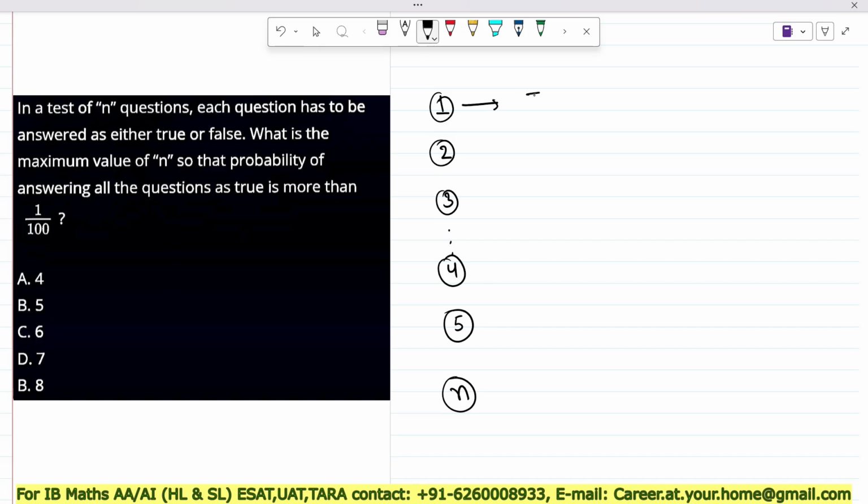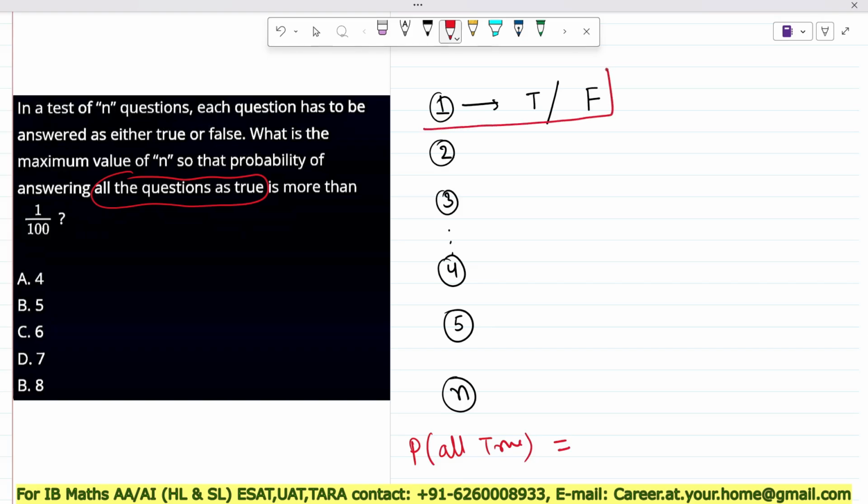So for this, I can have either two options, true or false. What is the maximum value of n so that the probability of answering all the answers as true is more than 1 over 100? So now we are looking for the probability of all true answers.